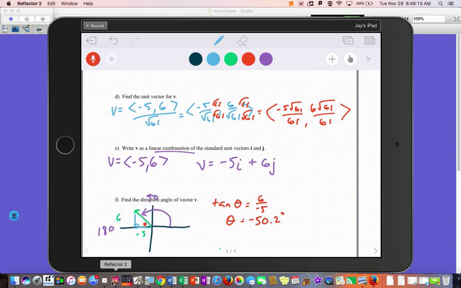So we have to use the idea of reference angles. And so when I look at this angle, I can take 180 minus 50.2. Now I'm not subtracting it because it's negative. I'm just saying this is 50 degrees. So we should be right around 130 and 129.8 degrees.